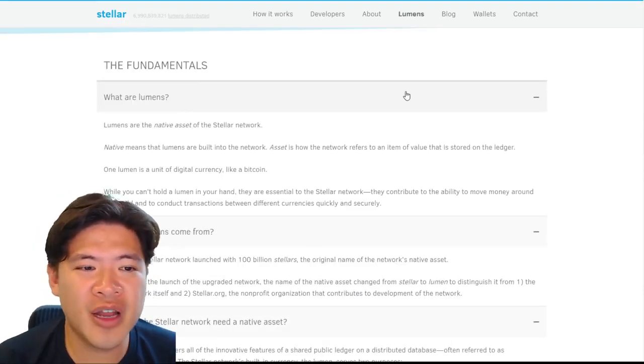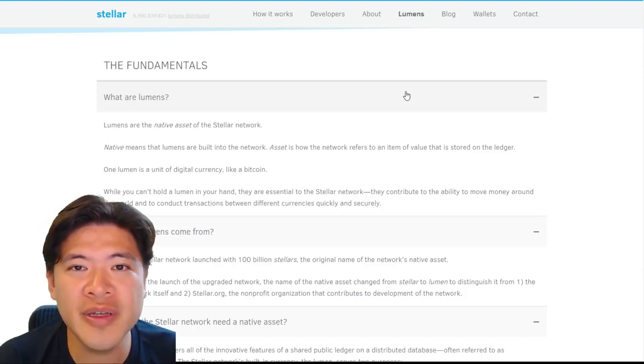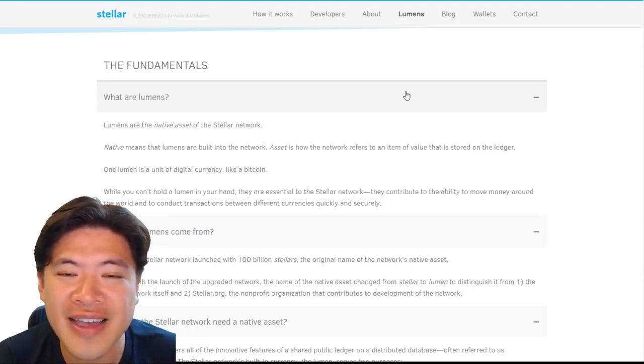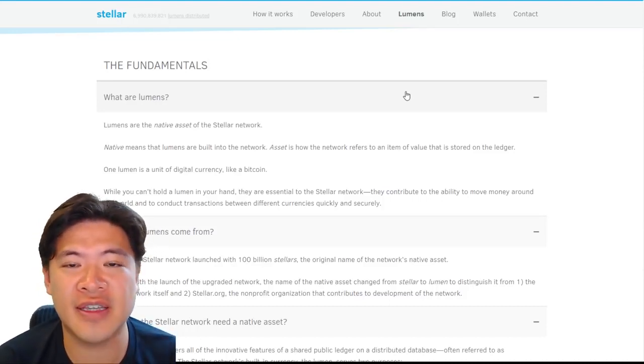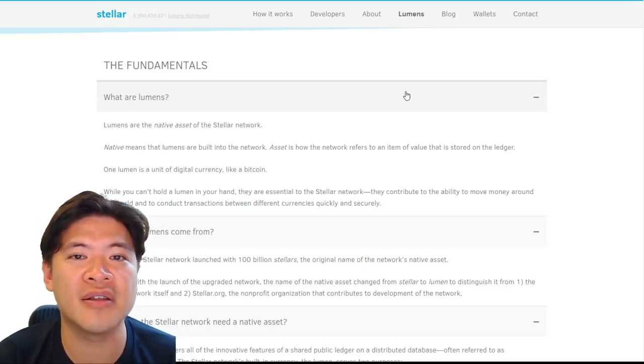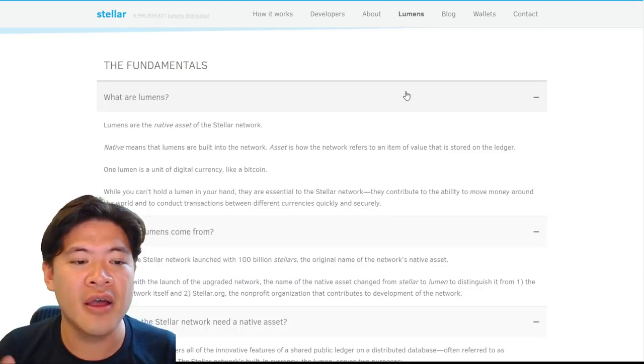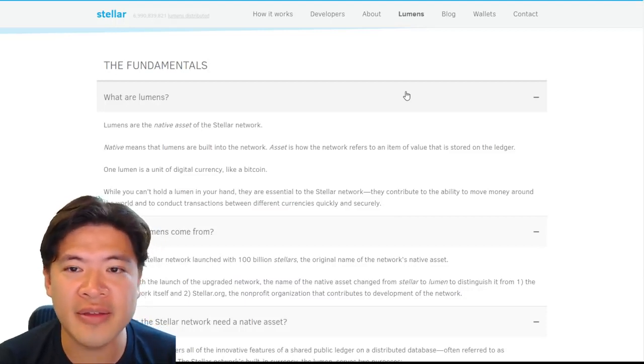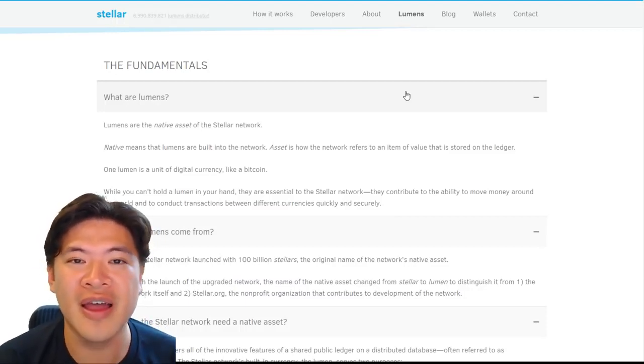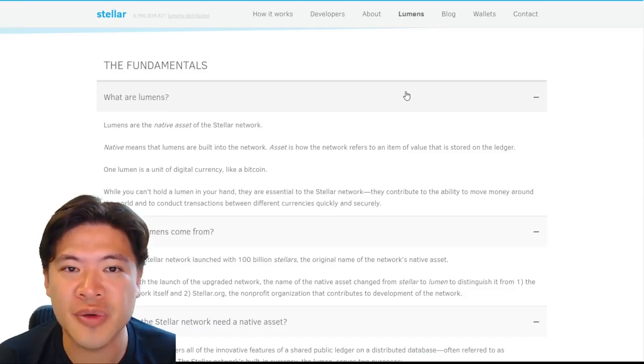So now let's talk a little bit about the lumens as well. The lumens is the native currency and native asset of the Stellar network. So we talked about how Stellar is the protocol level. The lumens are the tokens that you're sending. The tokens are like Bitcoin, and there's a lot of these tokens around. 100 billion of these tokens are created, and they're not mined, so they're just created.